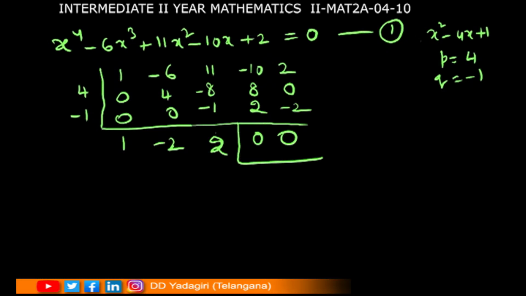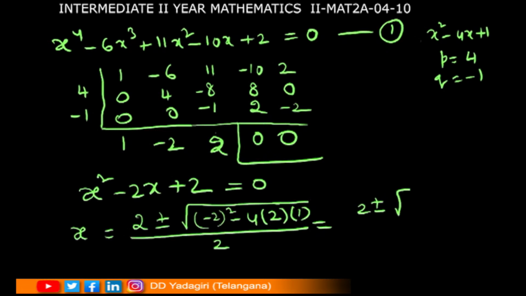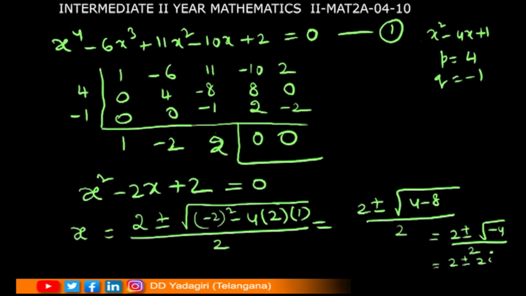So what is the quotient? Quotient is x square minus 2x plus 2. Okay. If you get the roots of this quadratic equation, you are through. Is it not? So what are the roots of this quadratic equation? x is equal to -b plus or minus under root b square minus 4ac by 2a. This is equal to 2 plus or minus under root 4 minus 8 by 2. So this is equal to 2 plus or minus root of minus 4 by 2. This is 2 plus or minus 2i by 2, which is equal to 1 plus or minus i.